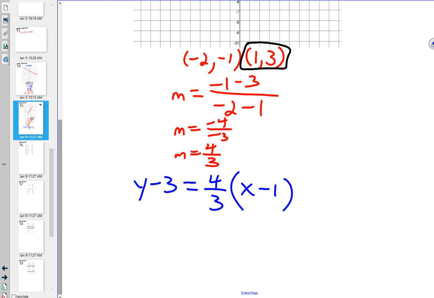Now be careful in point slope. An equation could look an infinite amount of ways. If I would have used this point instead, it would look different here on this step. But once I change to slope intercept, it doesn't matter what point I use, it's going to look the same. If you solve correctly, it shouldn't matter what point you use.